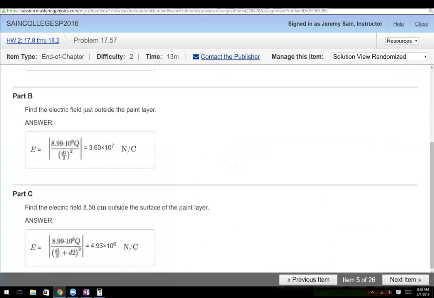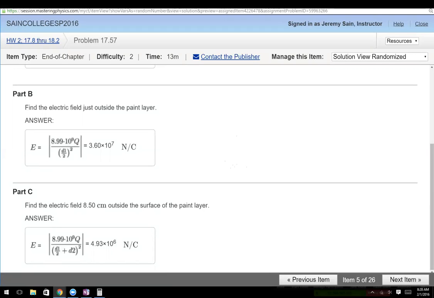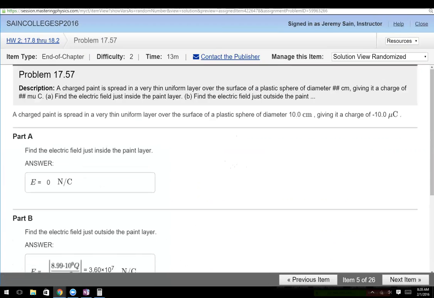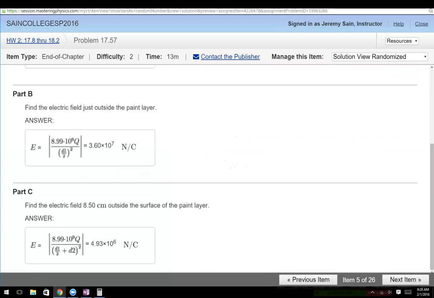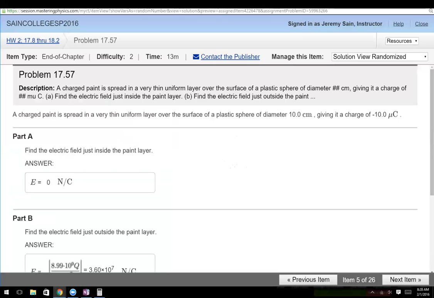Oh, holy hell. Because I can't read. So the 10 centimeters isn't the radius, it's the diameter. So change all the 10s to 5s and we would be fine. Oh my word.